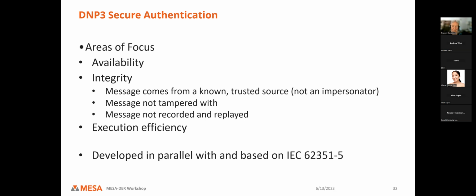Also, just to highlight, this area of DNP is based on and was developed in parallel with the IEEE 62351 Part 5 section. 62351 is the section of the IEEE standards that talk about security for communication of the power grid operation. So in fact, we have the same editor who was involved in both DNP and the 62351 in the first stages. Next slide, please, Francis.